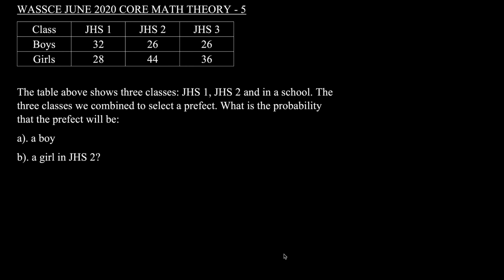In today's video, we'll be solving question 5 of the 2020 June core maths theory questions. So question 5. The table above shows 3 classes, JHS1, JHS2, and JHS3 in a school. The 3 classes were combined to select a prefect. What is the probability that a prefect will be a boy, B, a girl in JHS2? So let's begin with our solution.